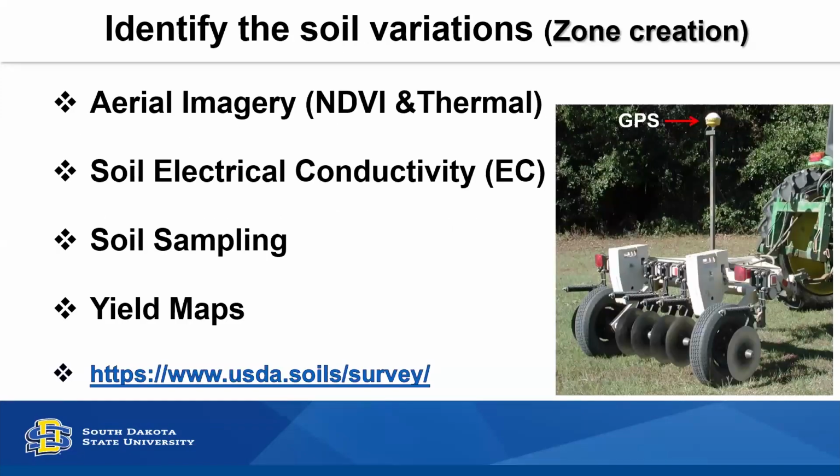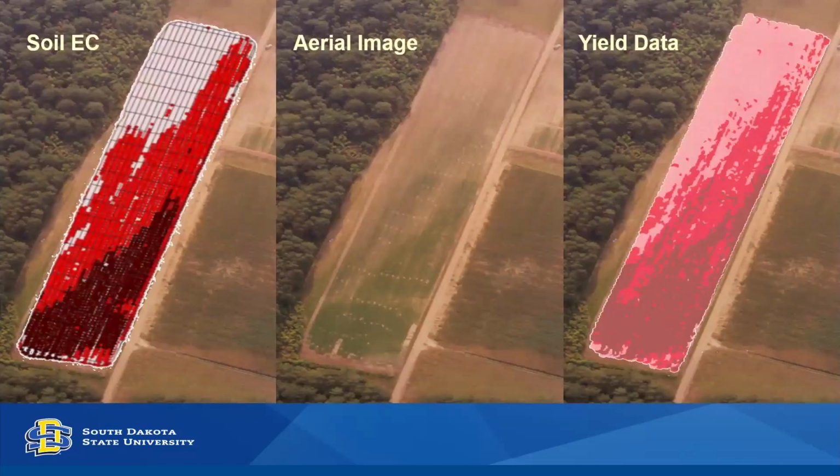So how do we identify the soil variations? As Dr. Chang mentioned, aerial imagery, soil electrical conductivity, sampling, soil maps, soil survey. These are all the resources we can use. And if we use them correctly, we can see correlation between this information: soil EC, aerial imagery, yield data.